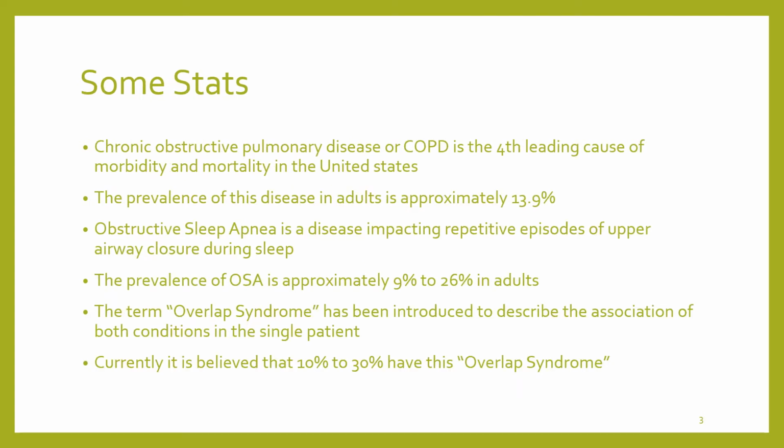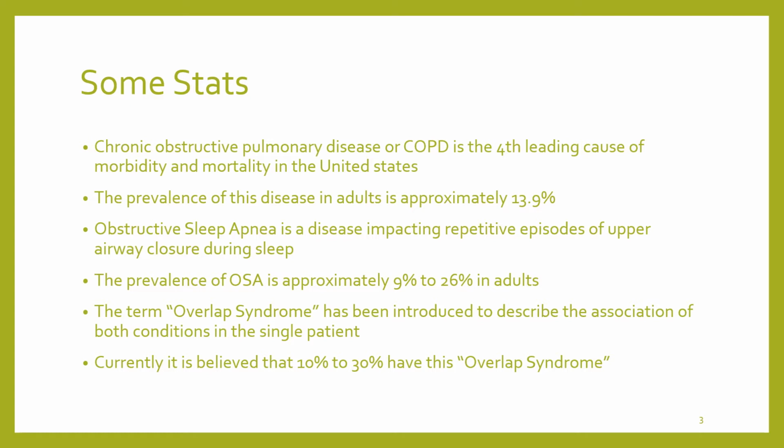No one needs an introduction. What exactly is chronic obstructive pulmonary disease, or COPD? It is the fourth leading cause of morbidity and mortality in the United States. Its prevalence in adults is approximately 13.9%. It actually impacts the quality of life of many patients. The most common signs are coughing, wheezing, shortness of breath, and hypoxia. The hypoxia portion of COPD is critical to understanding overlap syndrome.